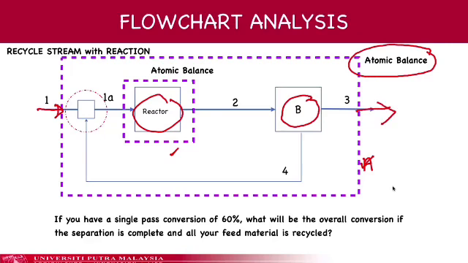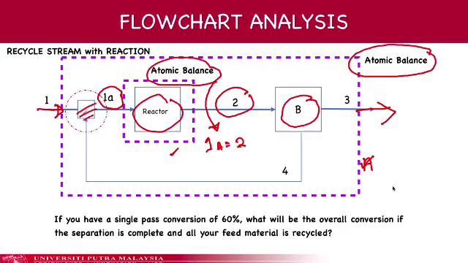The second boundary analysis is around the reactor. Because there is single pass conversion information given, you can do the atomic balance to set up the mass balance equations for inlet stream 1A and outlet stream 2. You are going to use the atomic balance to do that. The third boundary that we can set up is around the mixing point, as I show here in the circle.